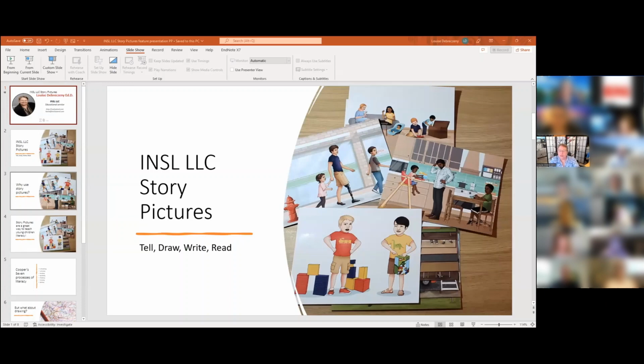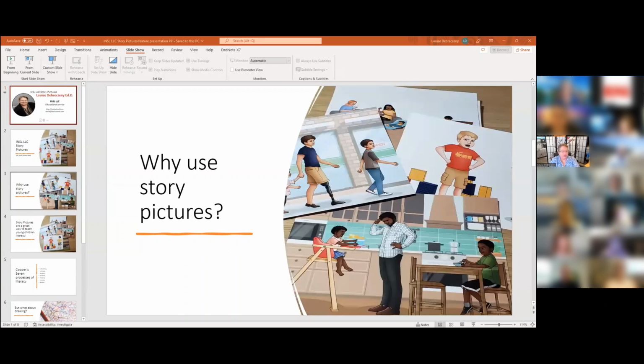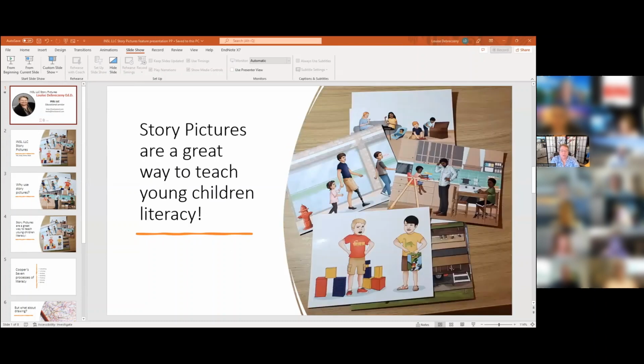So why would we use story pictures? Well, story pictures are a really great way to teach young children literacy. So what do I mean by literacy? I mean reading and writing. We all think of that, but I also mean things like viewing, calculating, thinking, speaking, listening. And so I want to talk a little bit about the importance of literacy and how we think about literacy at INSL.